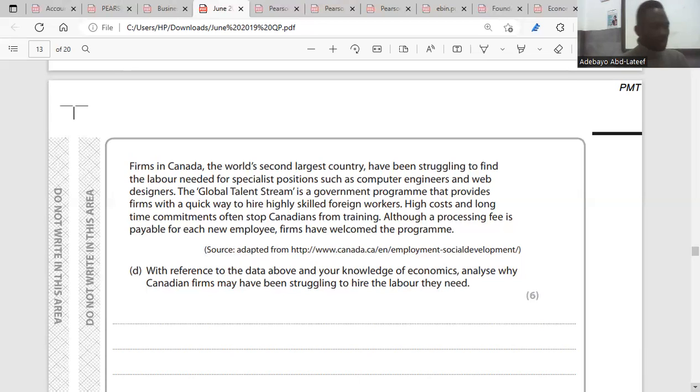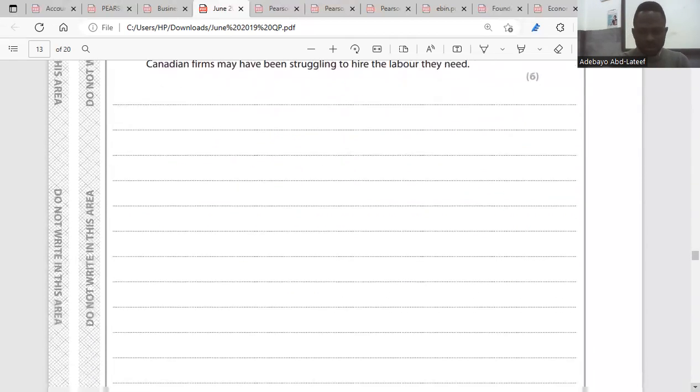And the third reason is that they're talking about skilled foreign workers. Other countries might be paying more to web designers or computer engineers than Canada is paying. It makes Canada unattractive to foreigners to come do their job there. Is it clear? Yeah. We move on, please.